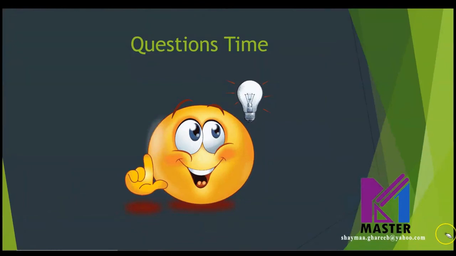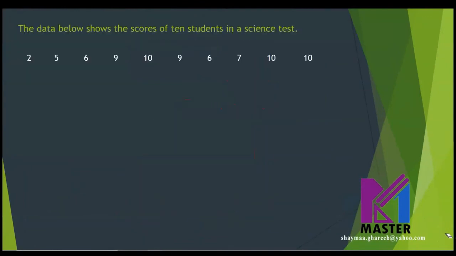And now it's our questions time. Let's see this question. The data below shows the scores of 10 students in a science test. We have here 2, which means one student got 2 in this test. One student got 5, one student got 6, one student got 9, one student got 10, and so on. So the question here is, what is the modal score? Do you remember how we get the mode? The most repeated number. The second question is, what is the median score?